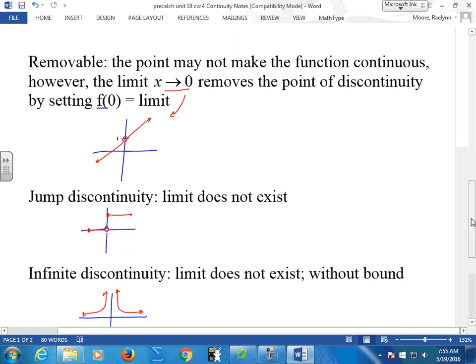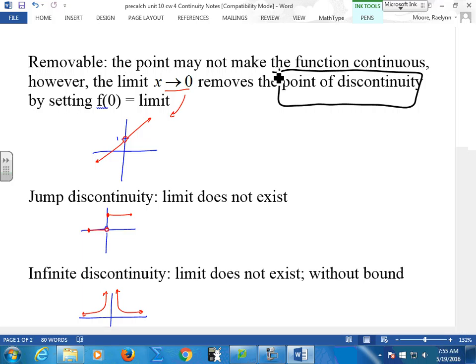A removable point, this is your point of discontinuity. This is your lovable point of discontinuity. Once we reduce your function and get rid of that domain restriction, we can plug it in and find out what that y value would be. Or we put it in our calculator and find out what that y value would be. So there's your point of discontinuity. We call it a removable point. The point may not make the function continuous. However, as the limit approaches 0 here, you can remove this point. So whatever value that is, 1, whatever.